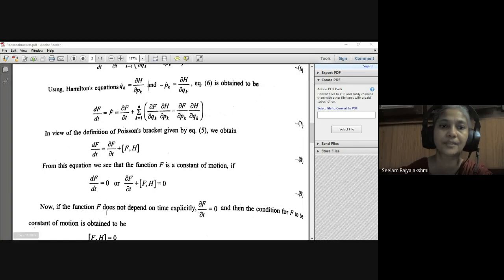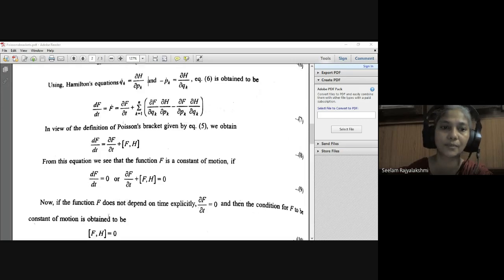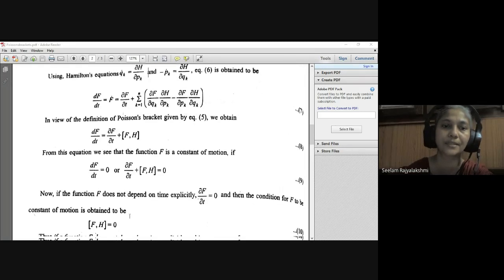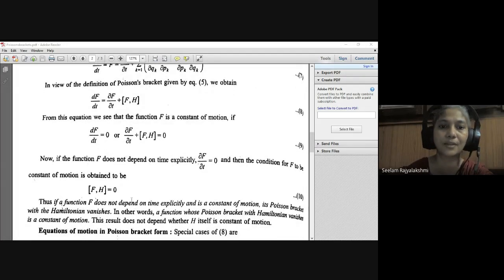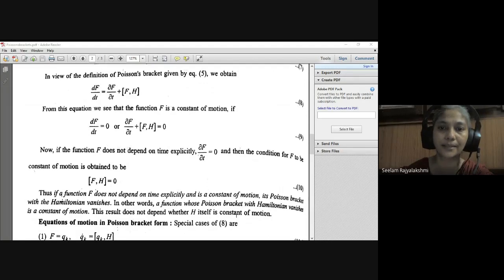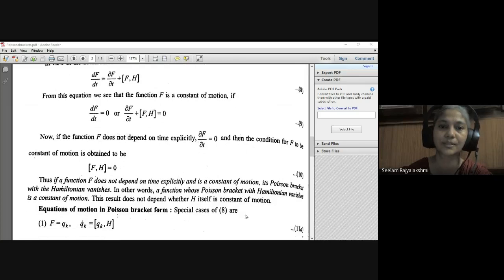Now, if the function f does not depend on time, ∂f/∂t equals 0, and then the condition for f to be a constant of motion is obtained to be {f, h} equal to 0. Thus if a function f does not depend on time and is a constant of motion, its Poisson bracket with the Hamiltonian vanishes. In other words, a function whose Poisson bracket with the Hamiltonian vanishes is a constant of motion. This result does not depend on whether h itself is a constant of motion.